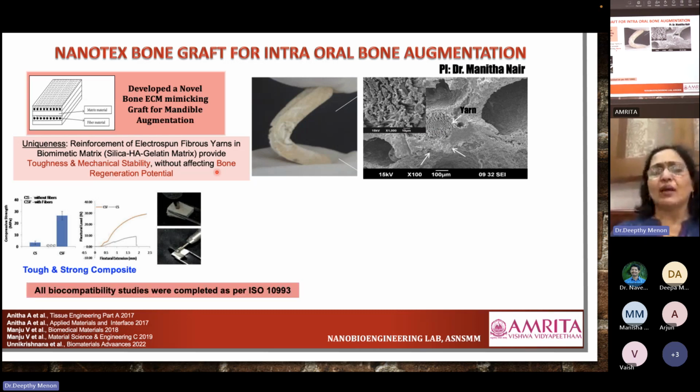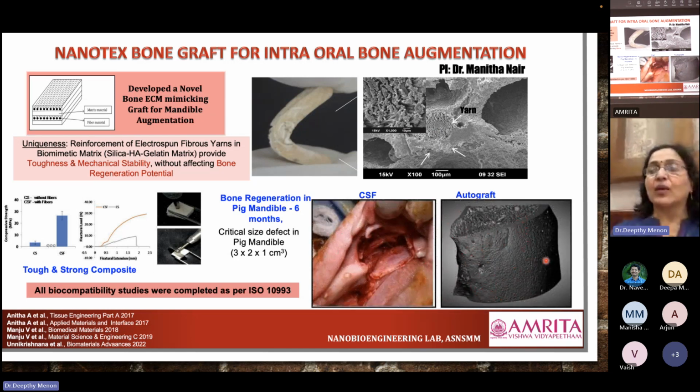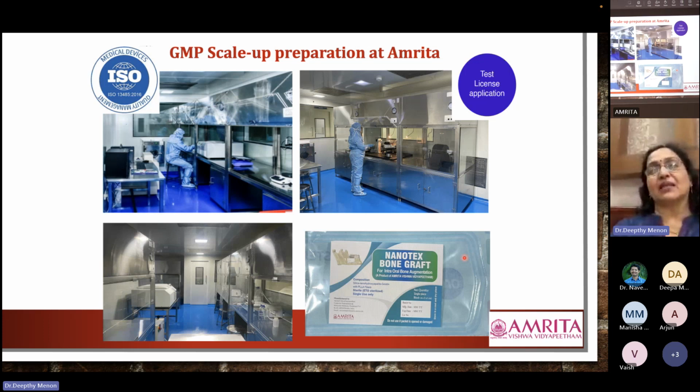So all the studies were done in vitro, in vivo, small animal, large animal. Large animal we did for 6 months in pig mandible. A critical size defect of 3 by 2 by 1 centimeter cube was actually made, and you can see the graft was positioned. Without any other augmentation, just the graft was positioned. And you can see that there was complete remodeling or regeneration within 6 months.